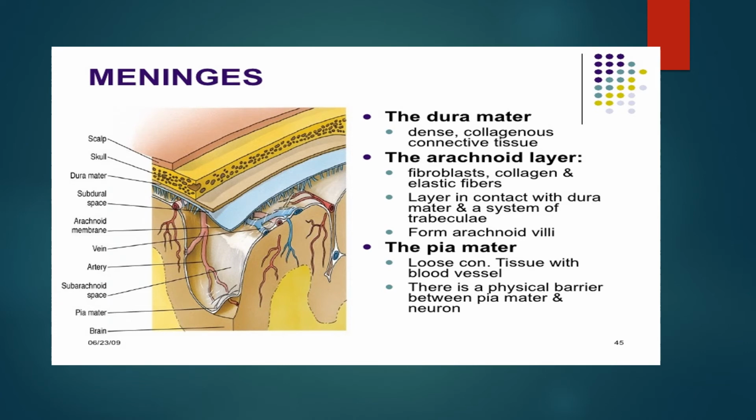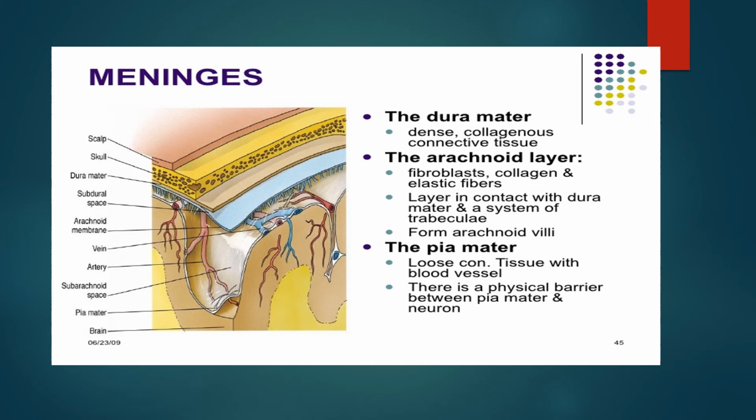What is the subdural space? Subdural space is the space between the dura and the arachnoid matter. The space between the dura mater and the arachnoid matter is the subdural space. Okay, and the space between the arachnoid and the pia mater is subarachnoid space.